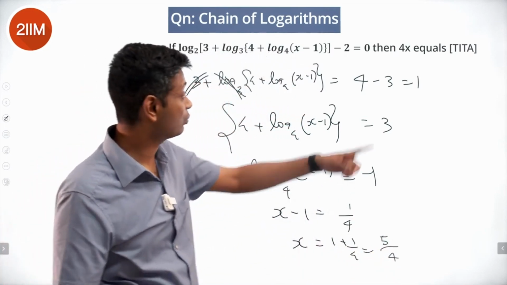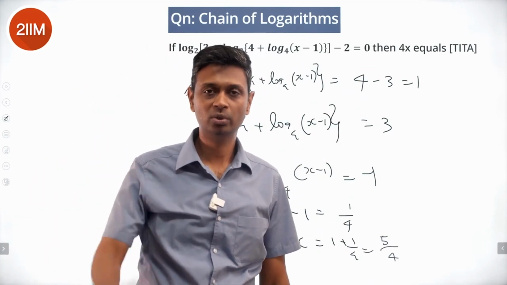Also a tricky question, but you asked for 4x. x is 5 by 4. 4x is 5.